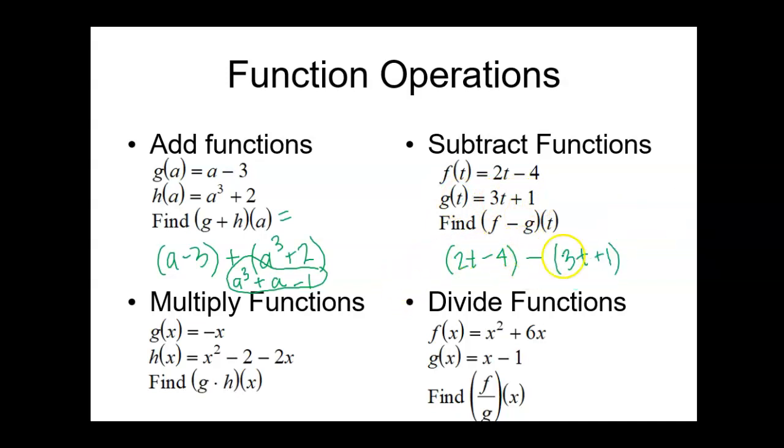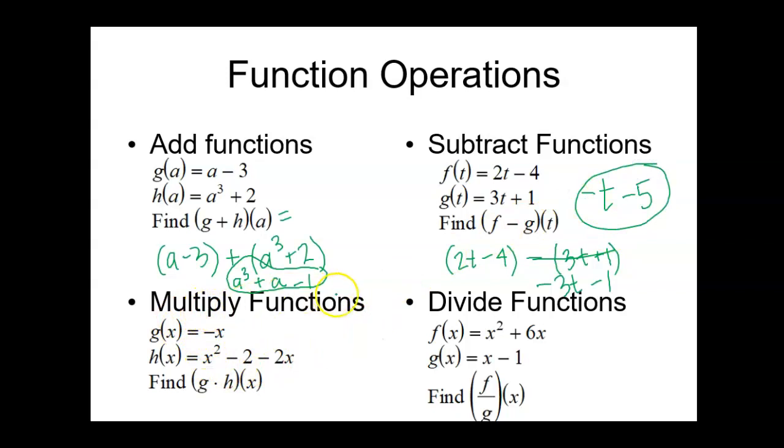So remember that negative in there needs to distribute to both terms over here. So this would become negative 3t minus 1. So 2t minus 3t is negative 1t, or negative t. And then negative 4 minus 1 is negative 5. So this would be negative t minus 5.